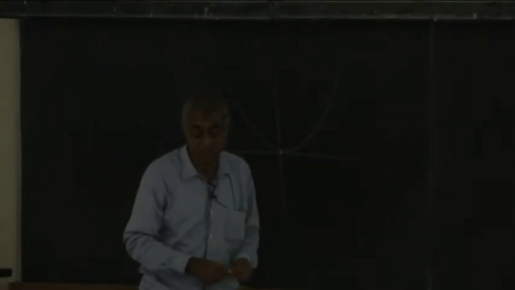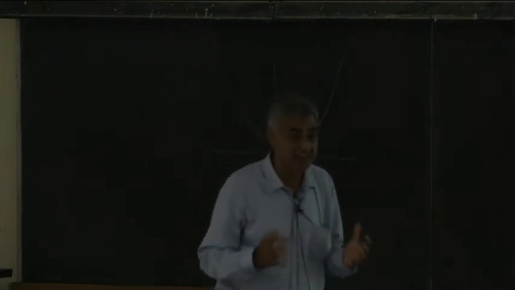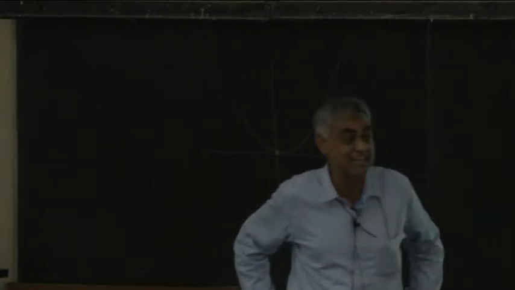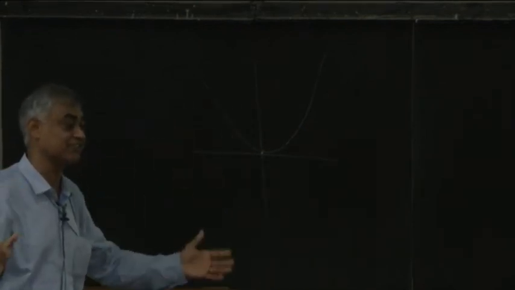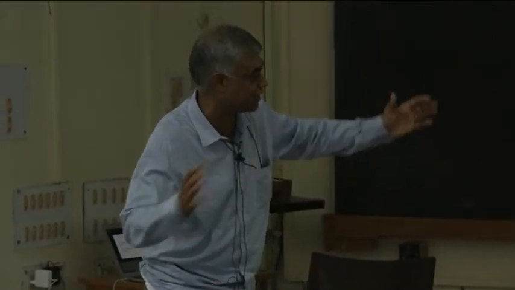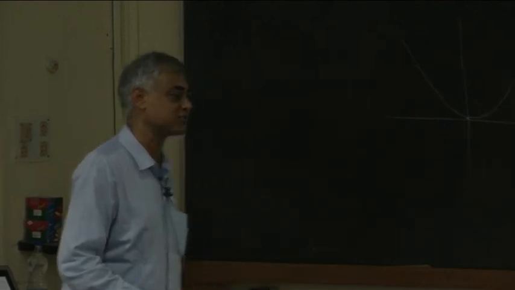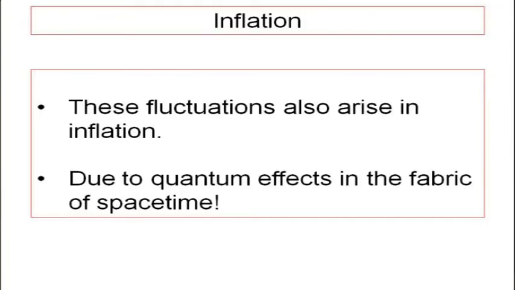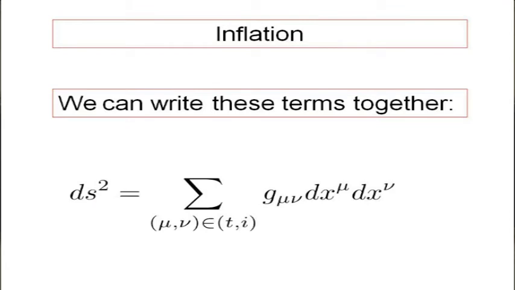And there is an irreducible jitter in everything, including in the very fabric of space-time. That is the amazing thing that comes out when you combine Einstein's general theory of relativity with quantum mechanics, that the very fabric of space-time itself has an irreducible jitter. And this exponential expansion during inflation enhances that jitter. It's still small, but it makes it big enough to account for that departure of 1 part in 10 to the 5 that we see in the temperature of the CMB. And so the fluctuations arise in inflation, and they arise very amazingly due to quantum effects in the fabric of space-time. And you can make an estimate for how big they are.